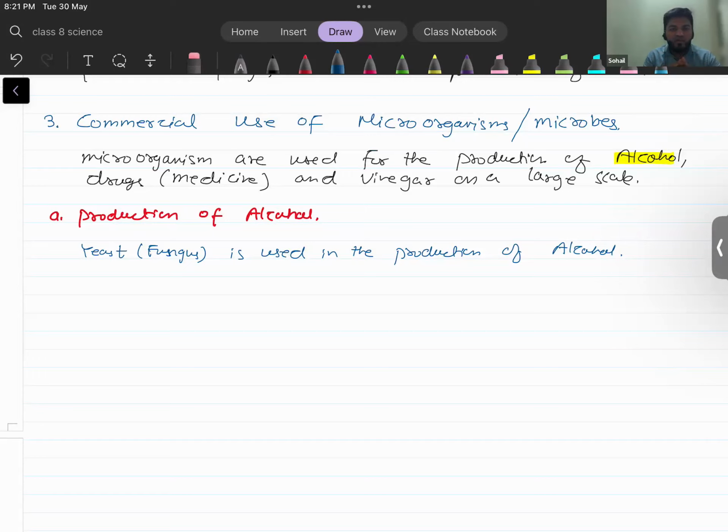So to manufacture alcohol, what happens in the industry? Yeast powder is used to convert the sugar present in food into alcohol. And this process of conversion of sugar into alcohol is called fermentation. So what goes on in the process of fermentation?